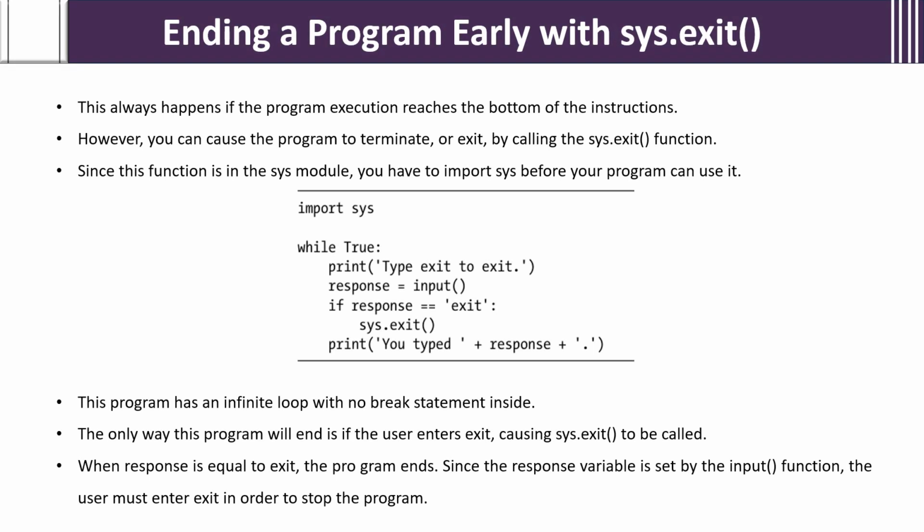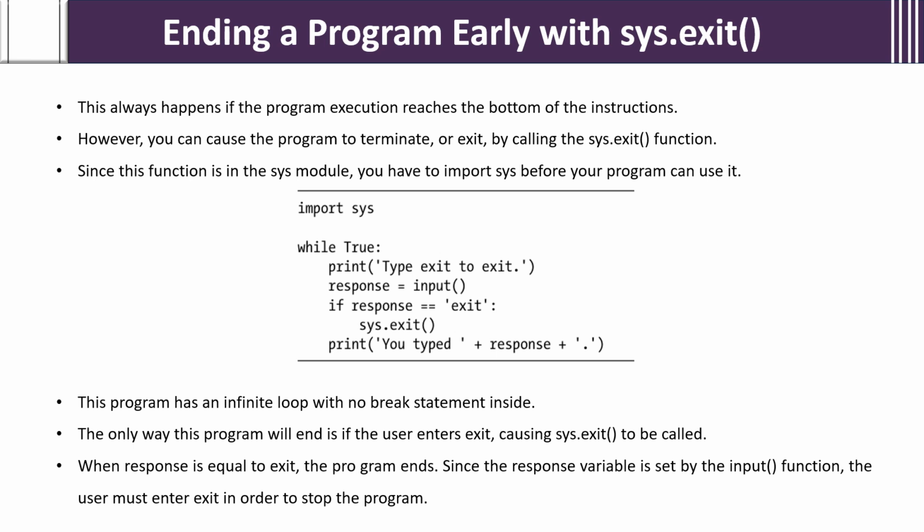Ending the program early with sys.exit. This always happens if the program execution reaches the bottom of the instructions: it will exit from the program. However, you can cause the program to terminate or exit early by calling the sys.exit function. Since this function is in the sys module, you have to import sys first before your program can use it.